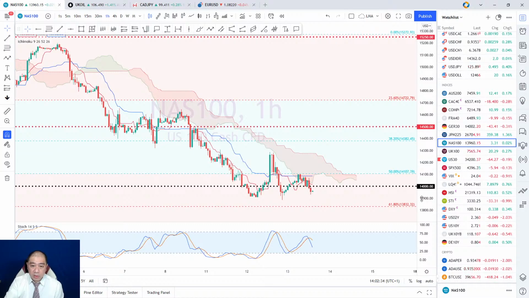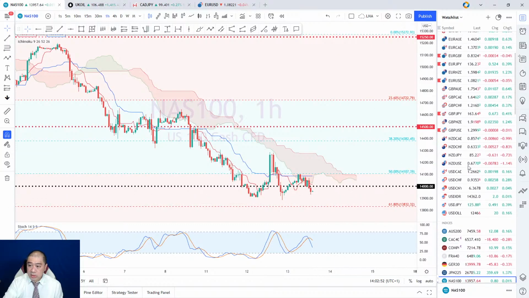I much prefer a long than a short. And again, in terms of risk, my risk is just too much. If I were to go short right now, I would prefer that price closes above 14,000 on the daily and then go long Nasdaq.